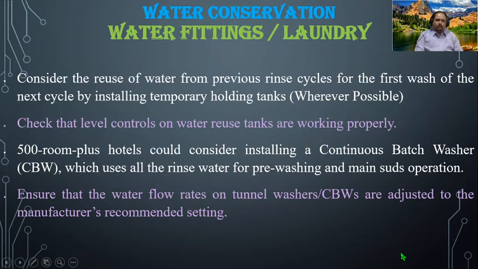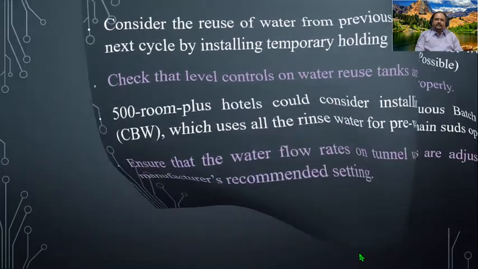I am sure all of you must be aware of the different stages of the wash cycle in laundry, which discuss in detail pre-washing, surge and various other steps of laundry. Ensure that the water flow rates on tunnel washers or continuous batch washers, that is CBWs, are adjusted to the manufacturer's recommended settings.